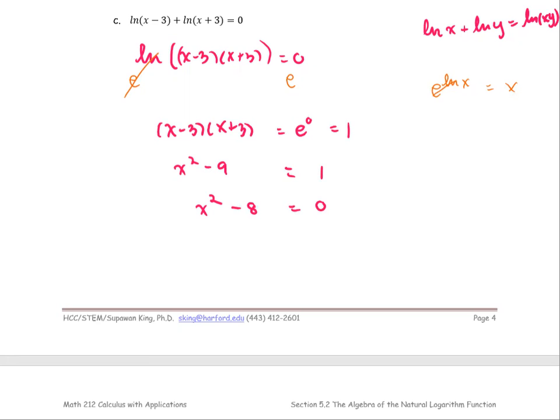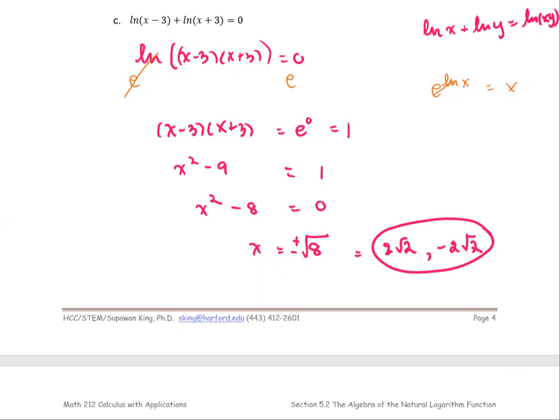And then we're going to solve for x. So x equals positive or negative square root of 8, or we can rewrite it as positive 2 square root 2 and negative 2 square root 2 as a result.